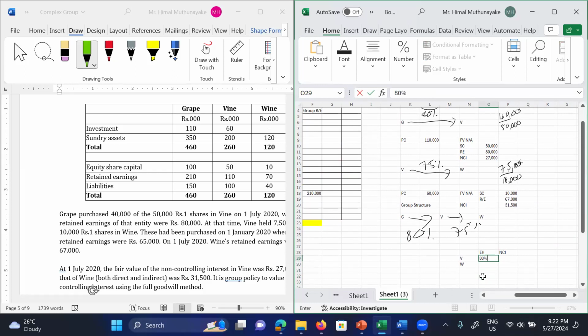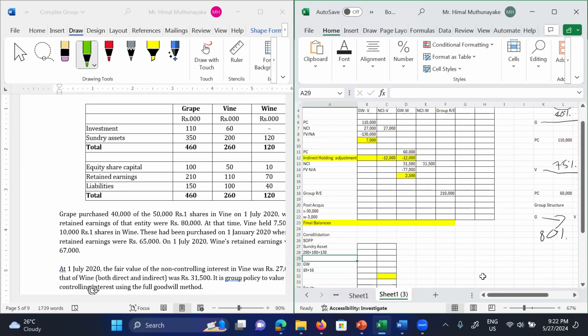80% and the 20%. And then this one, you need to multiply the 80% and 75%, 60% and 40%. So 30,000 you need to allocate among the NCI of V and the group retained earnings, right? The percentage would be 20 and 80, right? 20 would be, I think, 6,000.